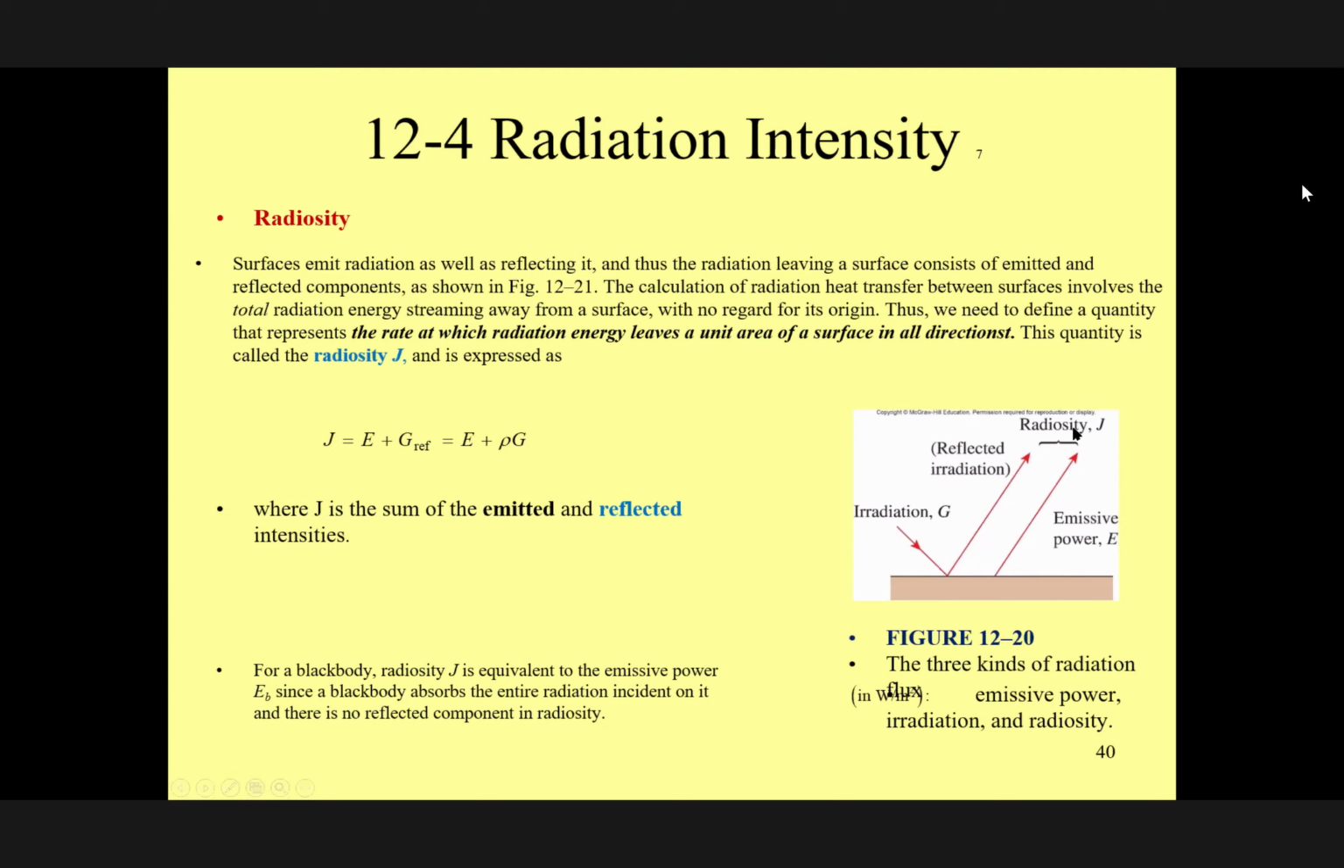Any question? Did you say the summation or the difference? The summation. Okay. Summation of this plus this one. Here J is radiosity, E is emitted, and the reflected part is rho G, because G is the amount of radiation hitting this surface, and then a portion will be reflected. What portion? rho G.